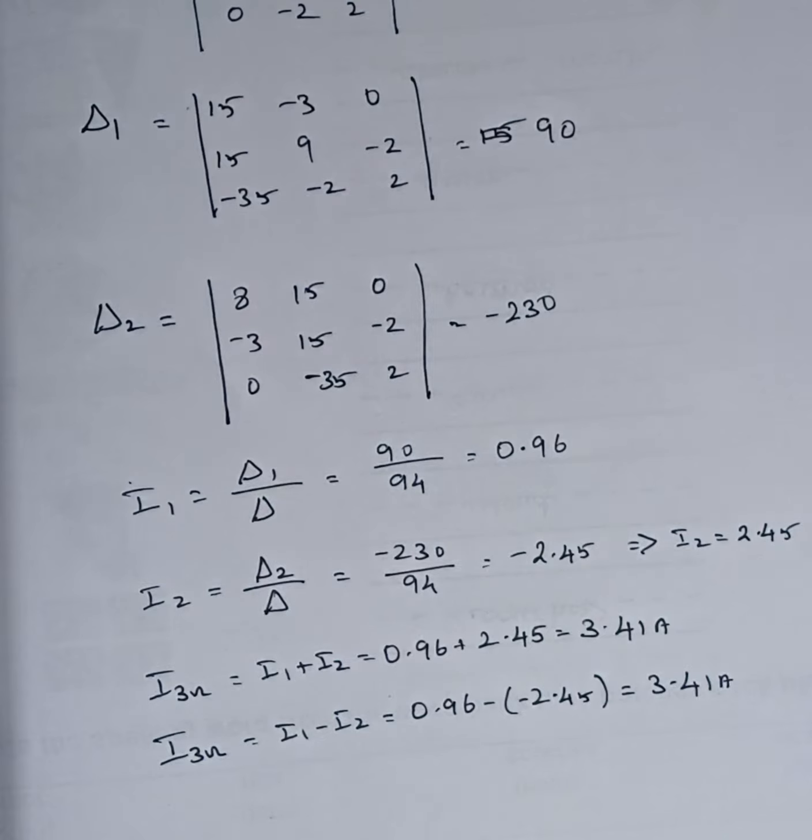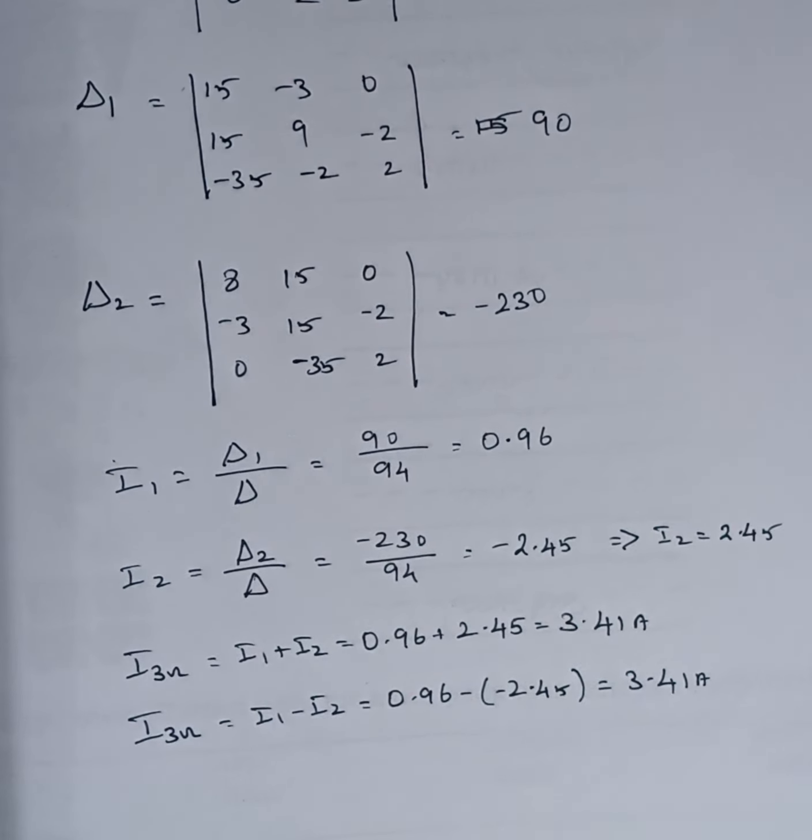So either way we can take it. Take the actual direction, then whether the current flowing through the 3 ohm resistor is additive or subtractive can be calculated.